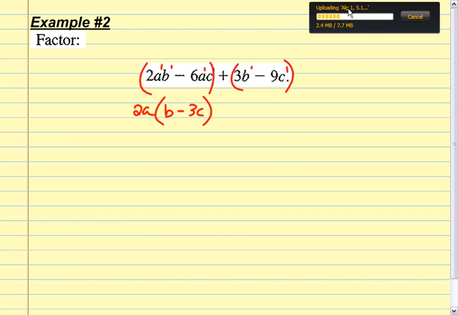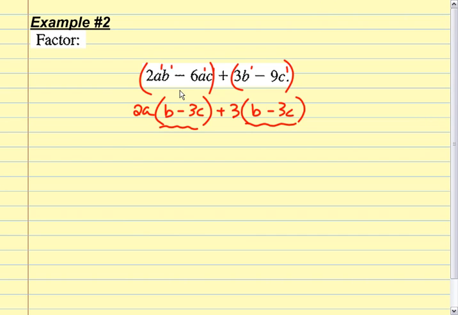Okay, now folks, when I left off, I had pulled a 2a out of these first two, okay? Now, I can see in this next one that I can pull out a 3, but only a 3, plus 3 times b minus 3c. Oh, beautiful. Look, both of these terms now have a b minus 3c.